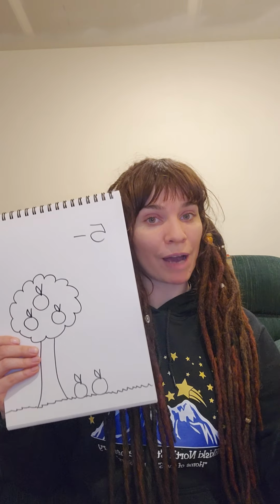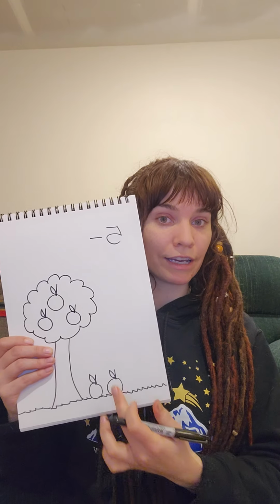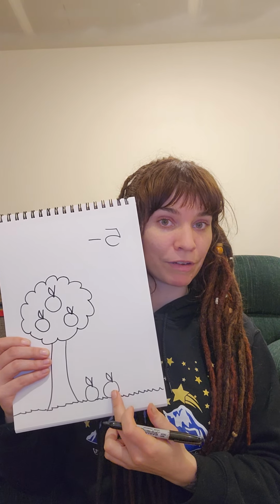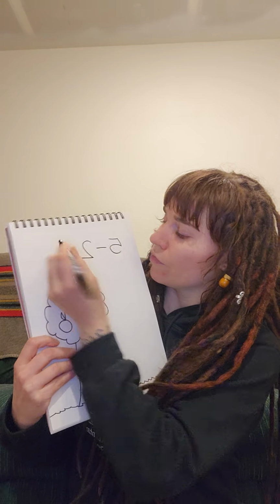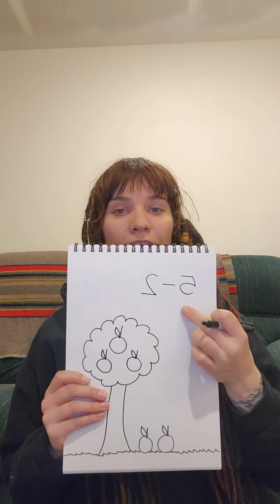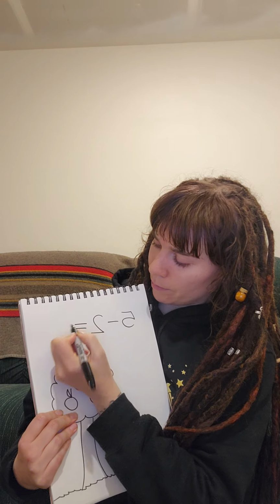How many of the apples fell off? Again, they can refer back to the original word problem, or they can count the number of apples on the ground next to the tree. It's 2. So here's our equation: 5 minus 2. We need to figure out how many apples are still on the tree, which will be our solution to this equation.